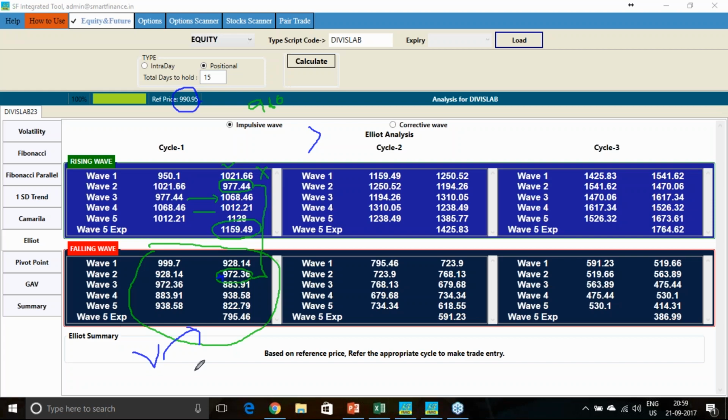Two things I told you here, very carefully. Again I will repeat. If after touching this level, or before touching this 1021 level, it corrects and comes to the 972 level, then you will think that you are in the falling impulsive wave. At that particular time, you have to introspect the volume. The falling impulsive wave will be a true scenario if there is zero growth in the volume or less growth in the volume.